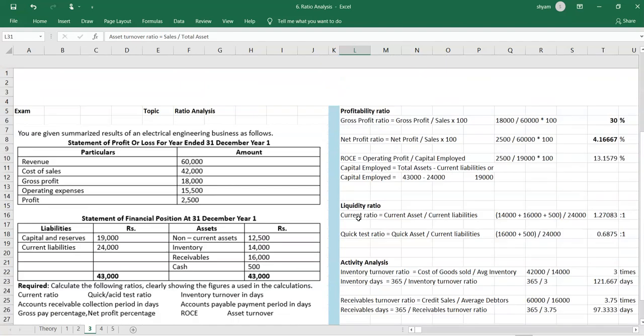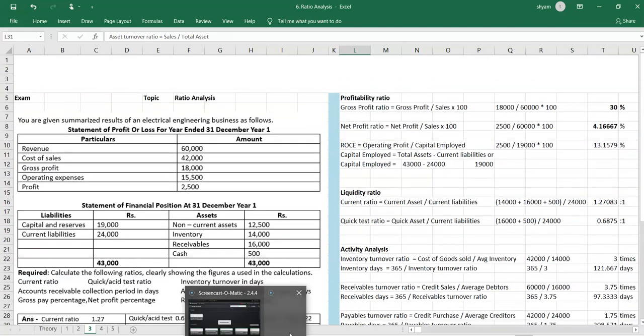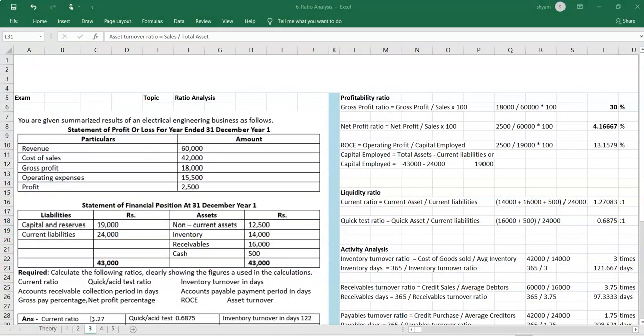Okay, so that's about this sum. So hope you guys got a good idea. We'll move on to the next sum.